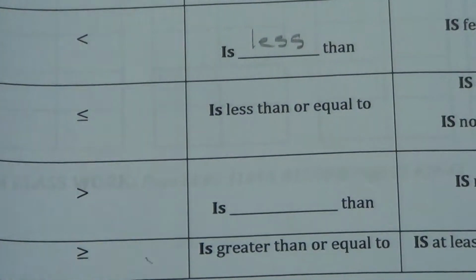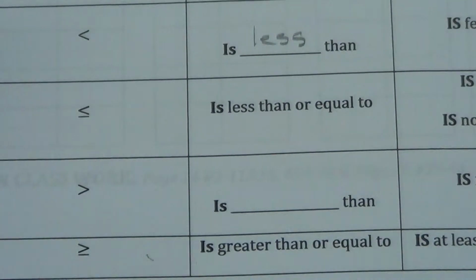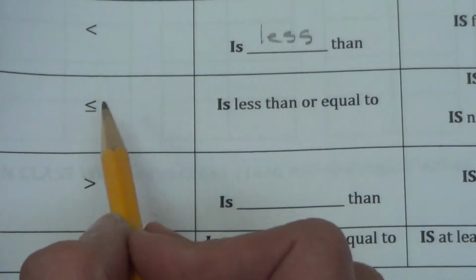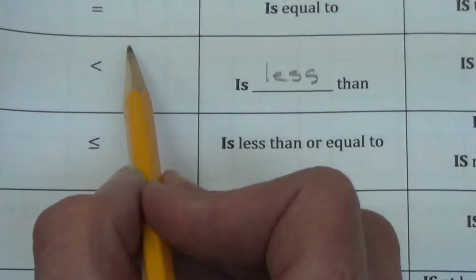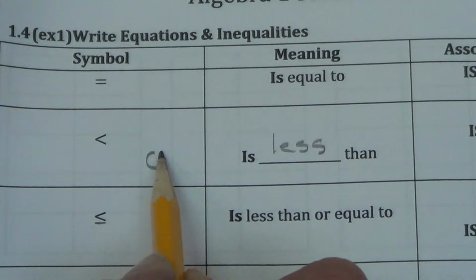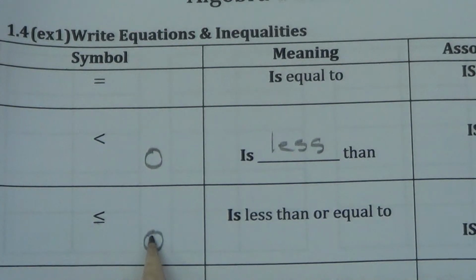This is less than or equal to. The equal to is simply the line underneath. When you graph this, it's an open circle. When you graph this, it's a closed circle. When we get to graphing.